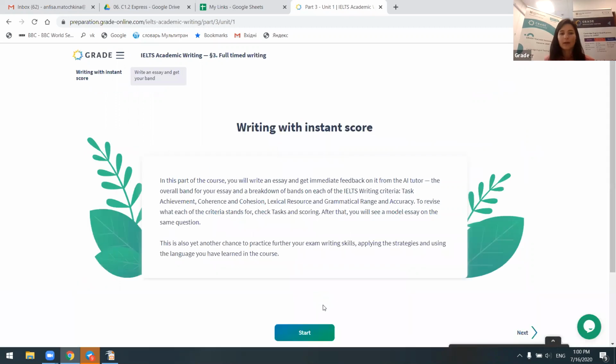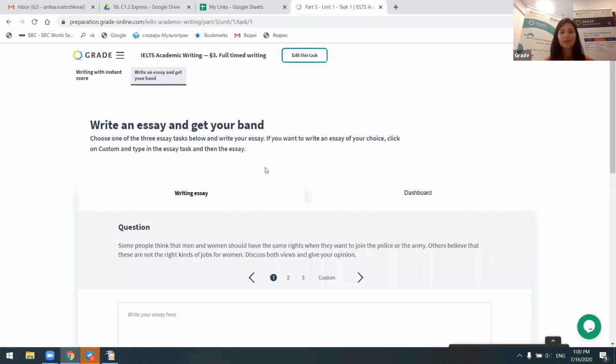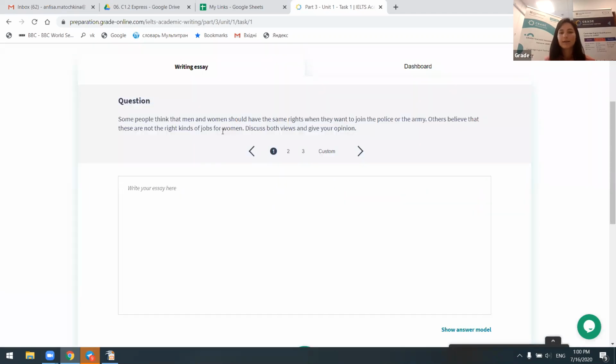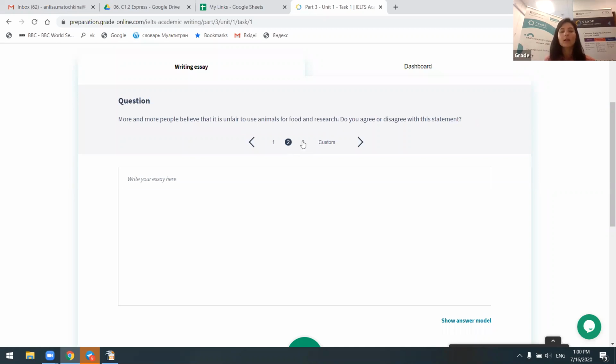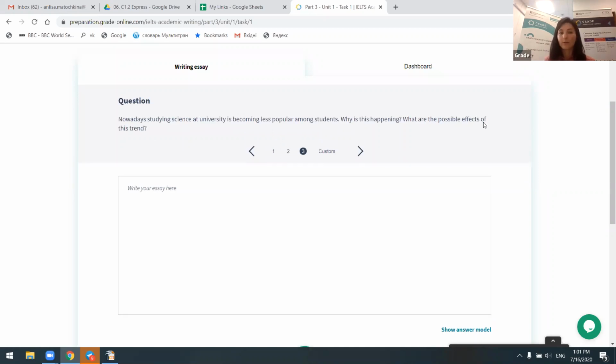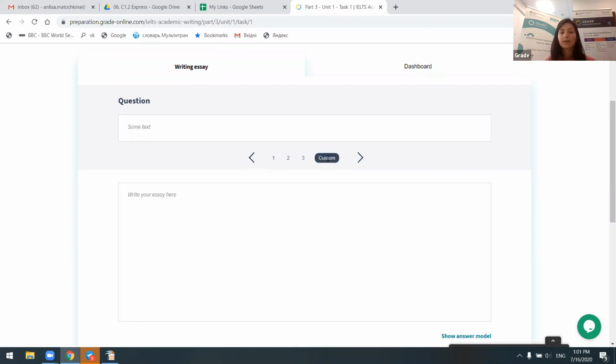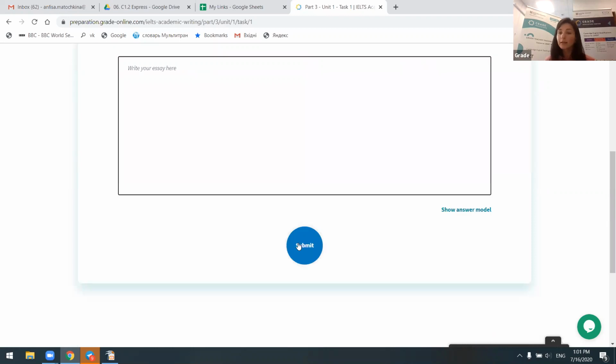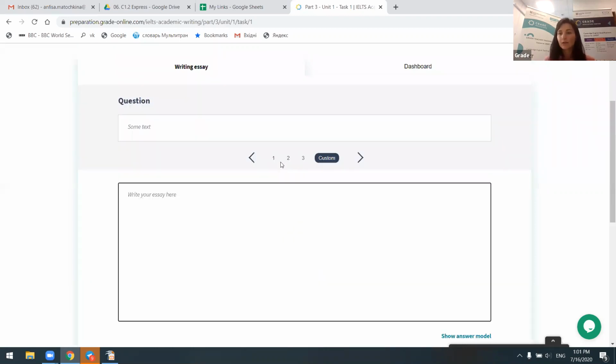So over here, we can see you can choose from 3 IELTS questions of different types. Discuss both views and give your opinion. Then, do you agree or disagree? And one more, what are the possible effects of this trend? And why is this happening? Or alternatively, you can click on custom and write down your own IELTS topic, and then write your essay and then submit it and get an instant score on all 4 criteria.